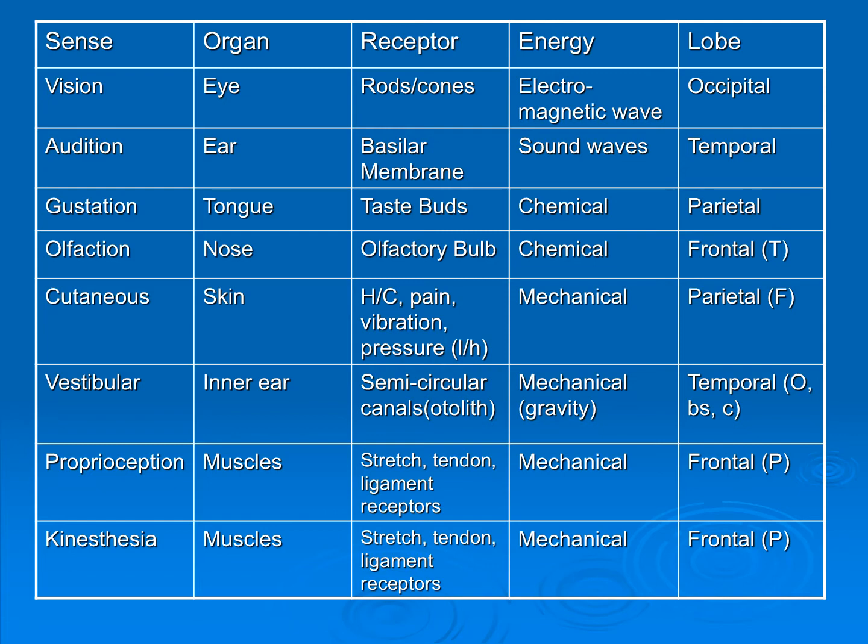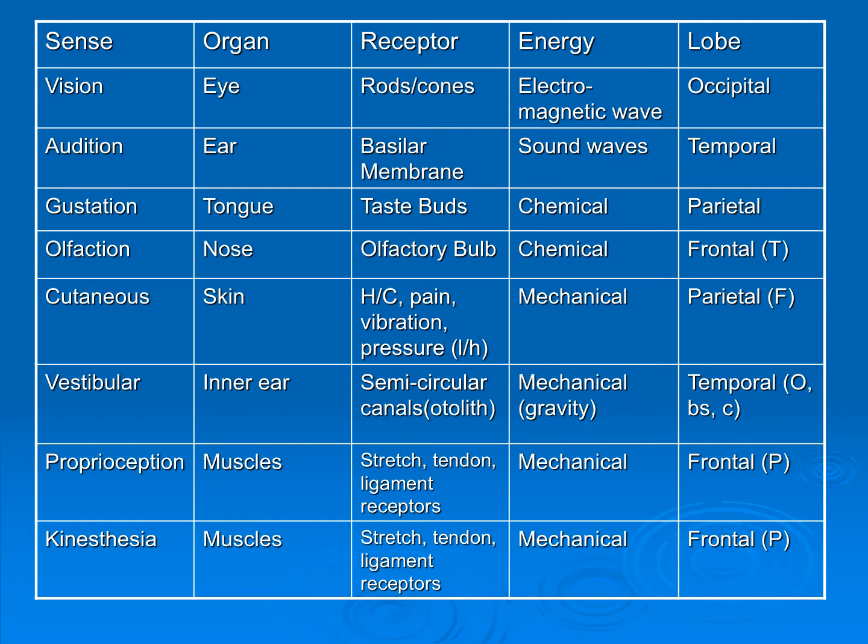Proprioception is your sense of limbs in space. So you have stretch receptors, tendon receptors, ligament receptors, and Golgi apparatus in each of the muscles, and they convert mechanical energy from those receptors into action potentials that go to the frontal lobe.